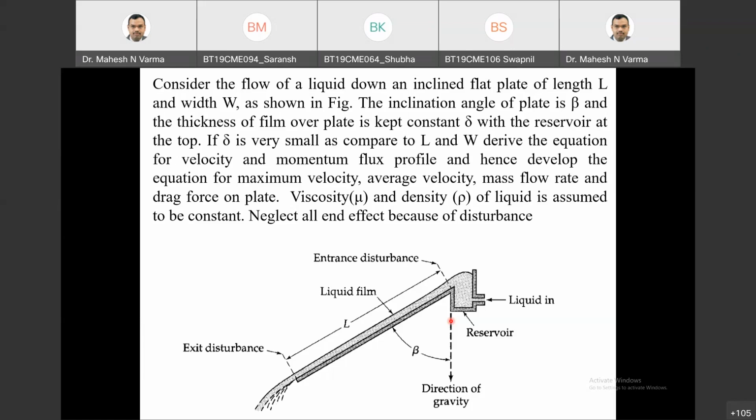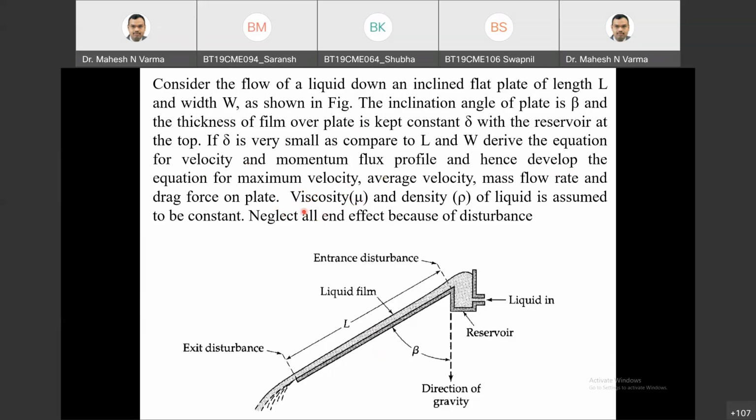If delta is very small, say one layer of molecules, then certainly there will not be any flow. When I add a second layer, a third layer, then it will start moving. So delta is small enough to neglect acceleration, but acceleration is not there. Viscous forces are dominating over the gravitational force, and we derive the velocity profile. It is given that viscosity is constant.